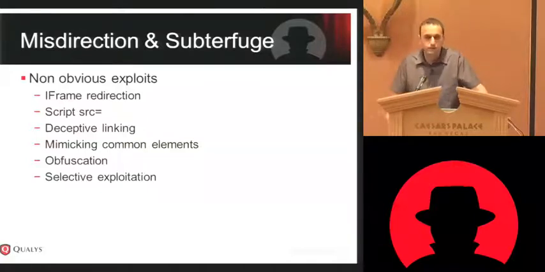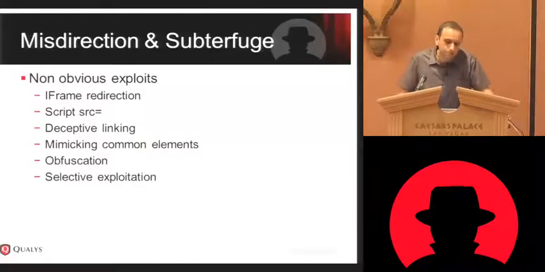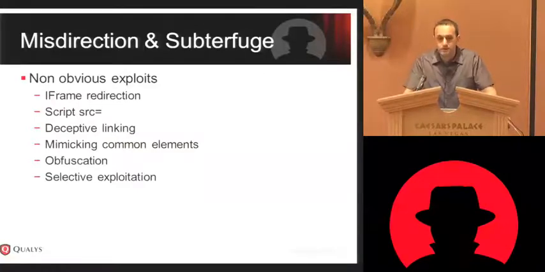I don't want to spend too much time on it, but I do want to call out two that are kind of cute. I like mimicking common elements. Google Analytics, the sample code they give you, already looks obfuscated. So what a great attack vector to stick an exploit into. If I'm going to have obfuscated code on there, I might as well just make it look like a Google Analytics script block. Obfuscation we'll get into a little bit more. There's some really, really nasty stuff you can do to make JavaScript pretty much unreadable. And my personal favorite, my bane, is the selective exploitation.